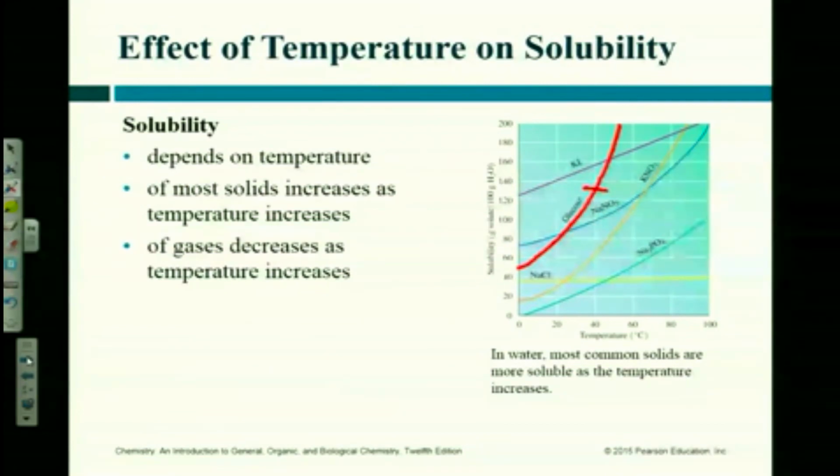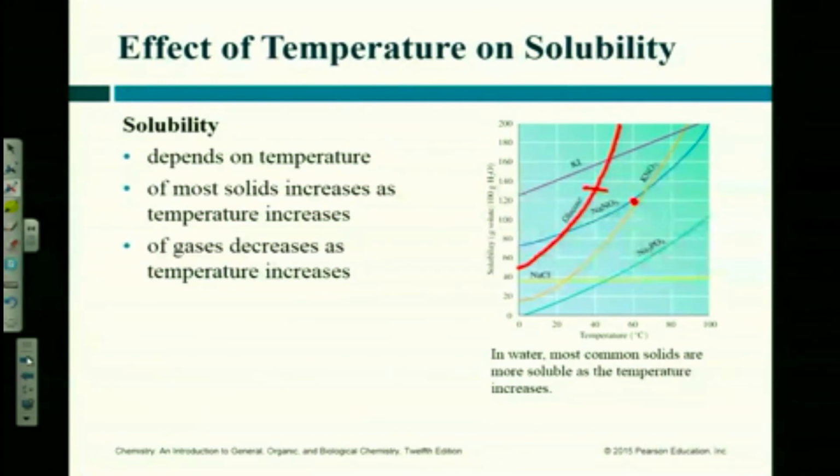Wow. Okay? So the way to use this chart is how much sodium nitrate will dissolve at 60 degrees Celsius? What is the solubility of sodium nitrate at 60 degrees Celsius? Anybody? Roughly 120 grams per 100 grams of water. You see how I got that? Just looking at the axis, right? So there'll be a couple homework problems like that.